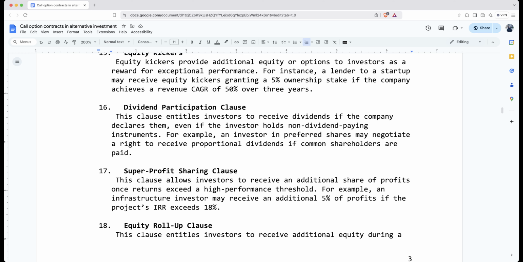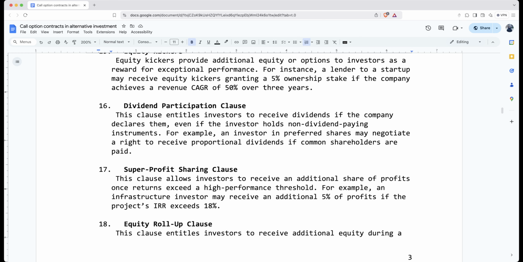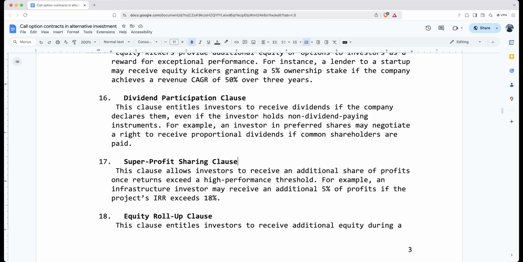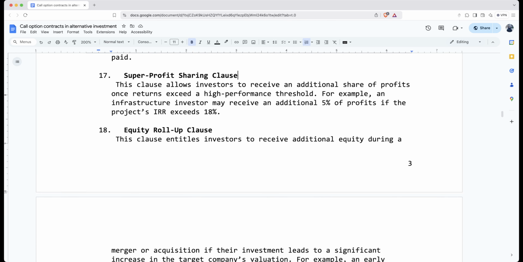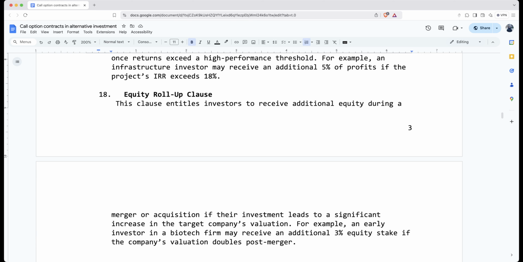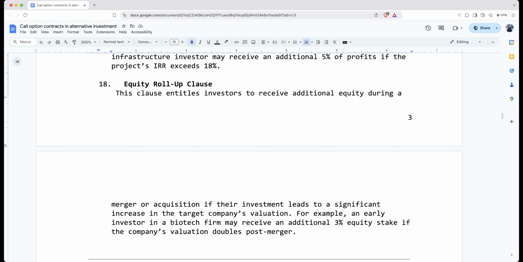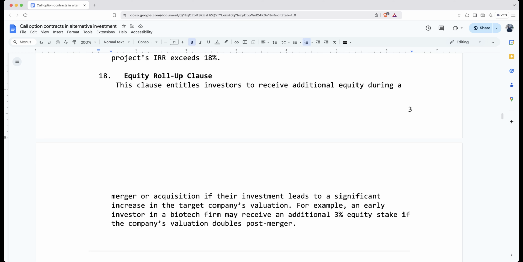Super profit sharing clause. Super profit. This clause allows investors to receive an additional share of profit once returns exceed a high performance threshold. For example, an infrastructure investor may receive an additional 5% of profit if the project's IRR exceeds 18%. Equity roll-up clauses. This clause entitles investors to receive additional equity during a merger or acquisition if their investment leads to a significant increase in the target company's valuation. For example, an early investor in a biotech firm may receive an additional 3% stake if the company valuation doubles post-merger. So they can roll up their equity position.